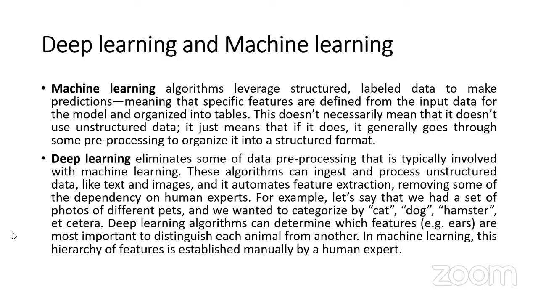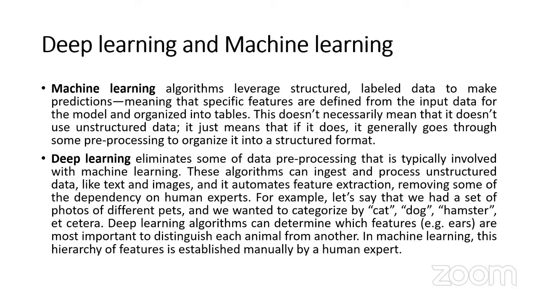So, for example, let's say that we had a set of photos of different pets, and we wanted to categorize by cat, dog, hamster, etc. Deep learning algorithms can determine which features, for example ears, are most important to distinguish each animal from each other. In machine learning, this hierarchy of features is established manually by human experts. So that is the difference that I'm talking about.